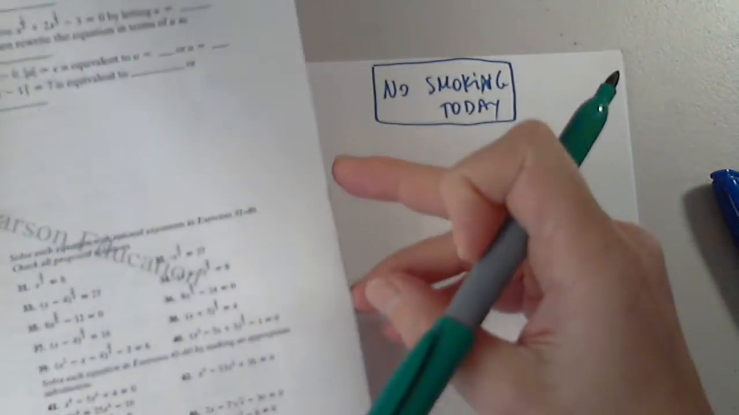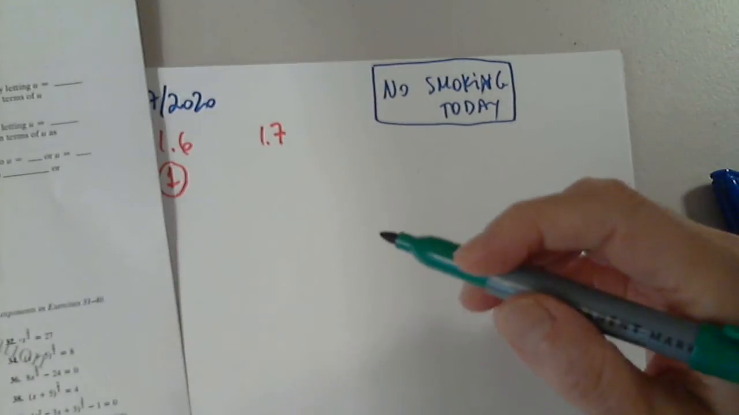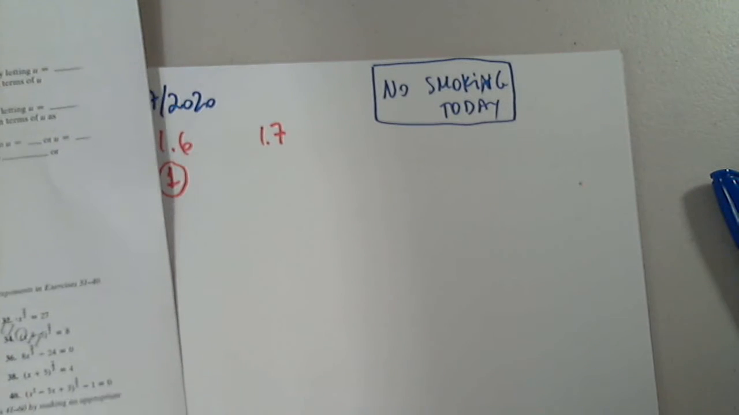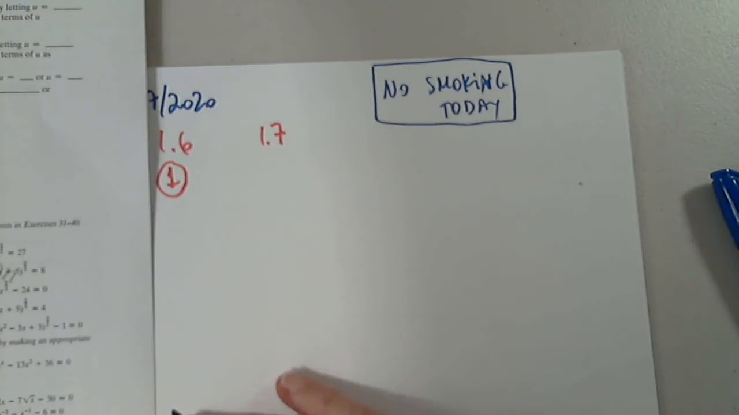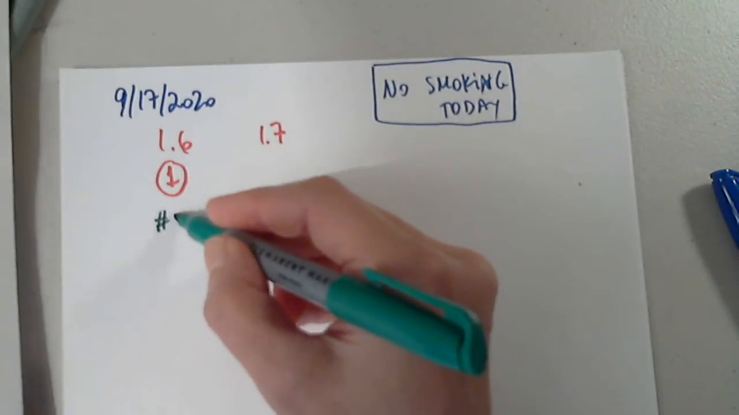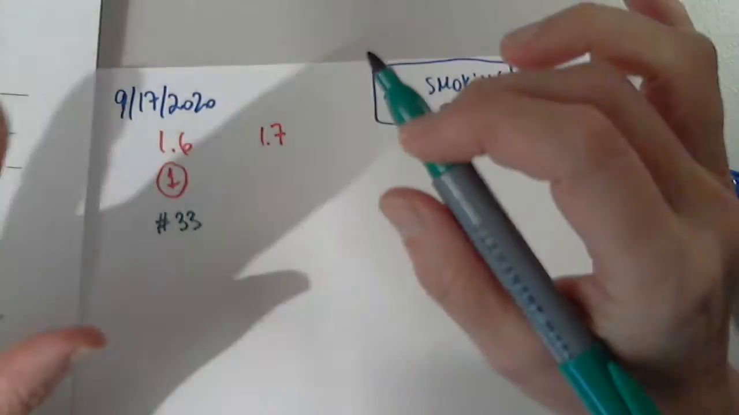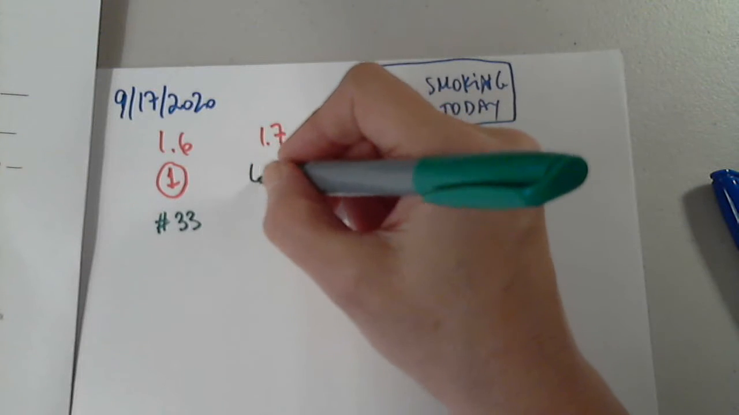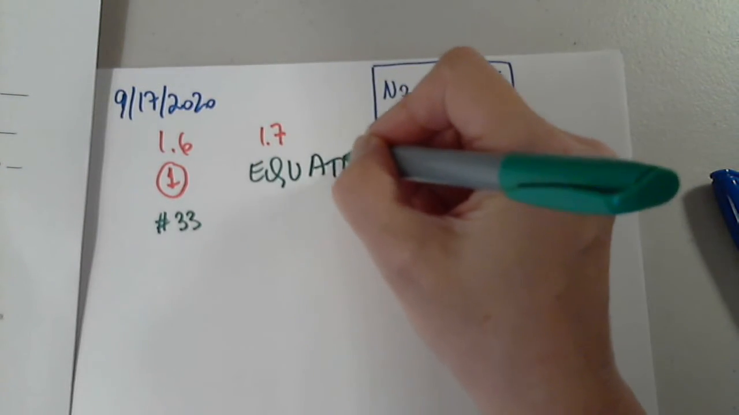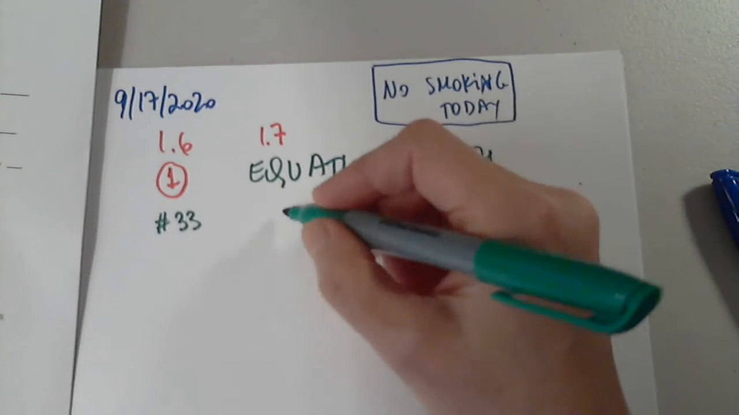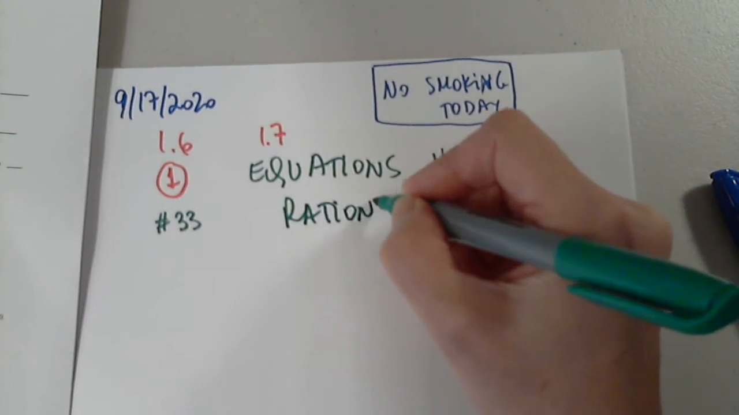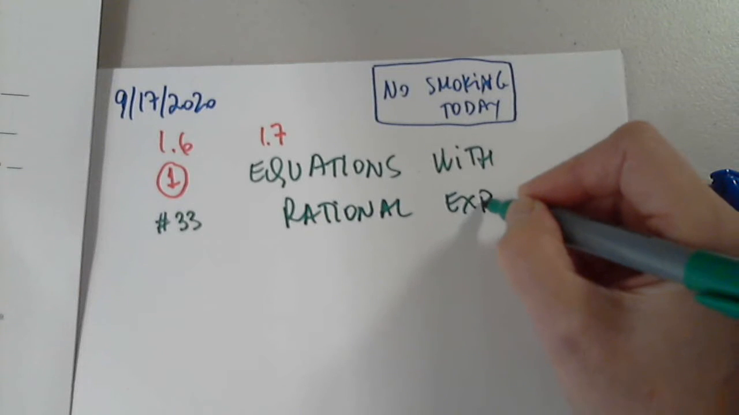The last one is, I would say, a little bit different than others. Okay, so I'm going to start with 33. Oh, title, sorry. Equations, the last one. Equations with rational exponents.